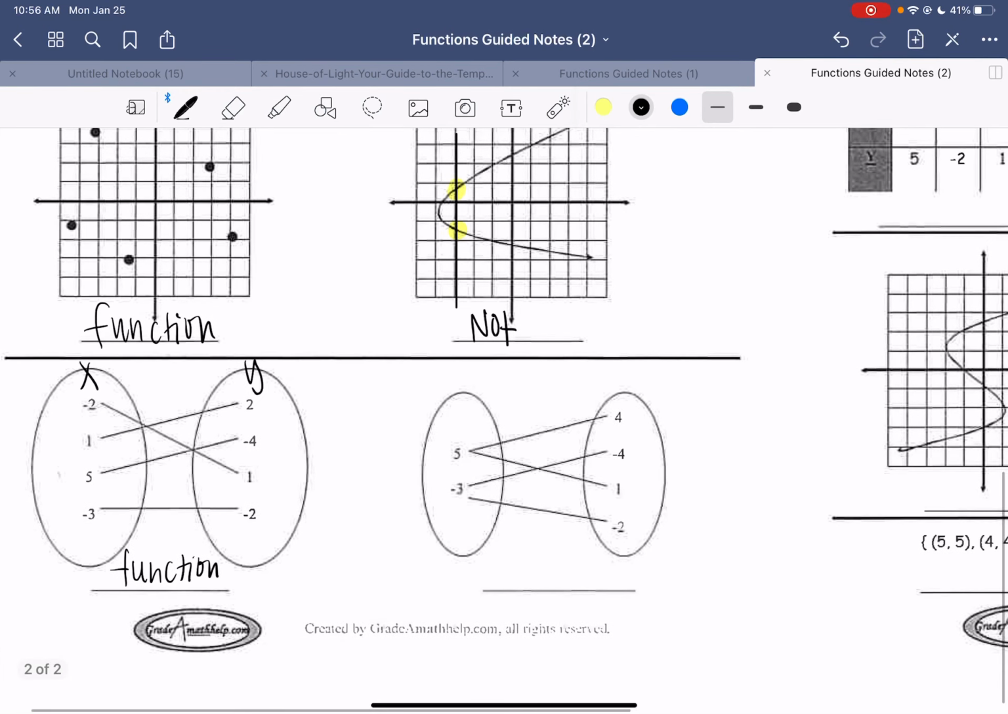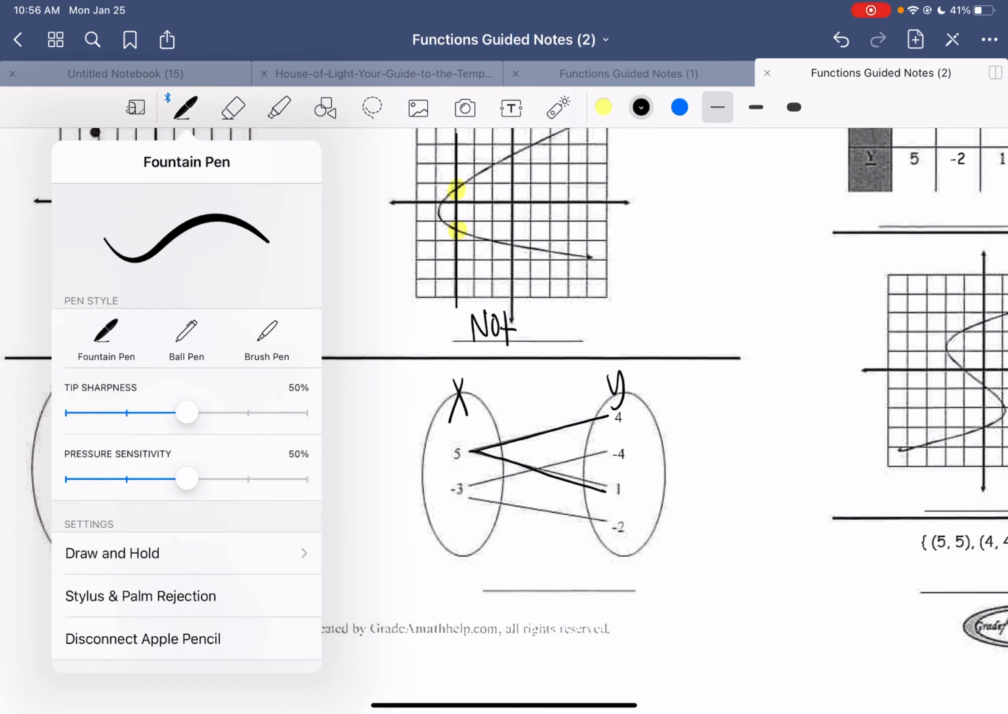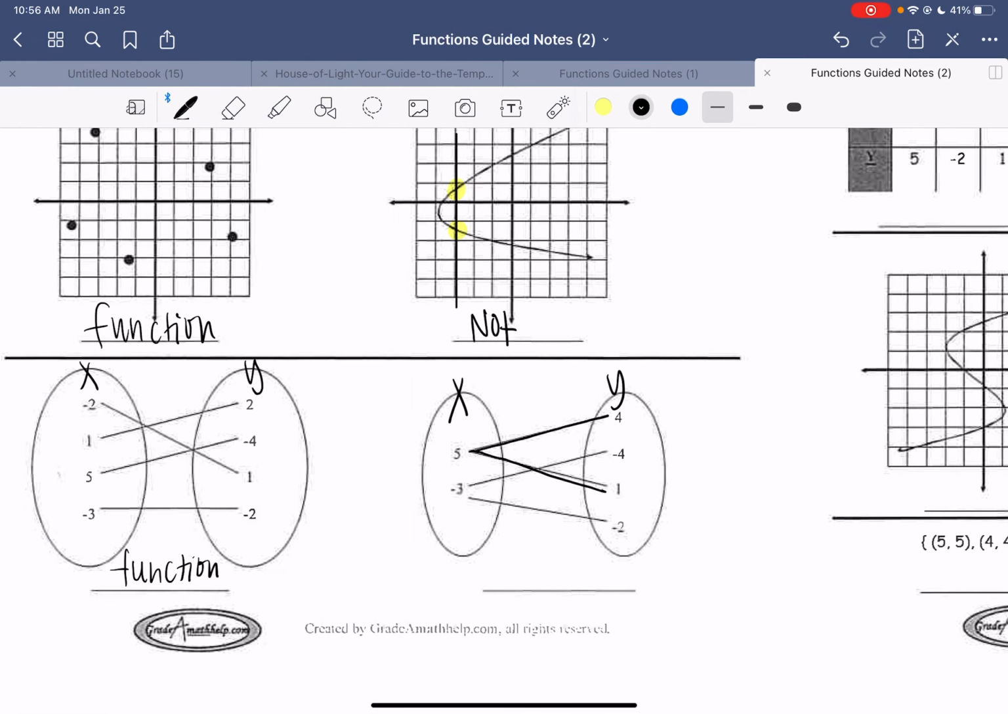And then on this next one, we have x and y. If we notice in this first example, we have a 5 going to a 4 as an input and a 5 going to a 1, which would say that there are 2 outputs being created from one input. So that makes this not a function.